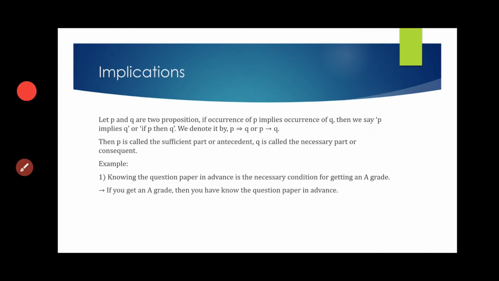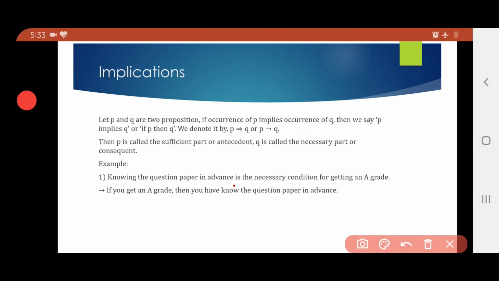So how do we write it? We write something like this. If you get an A grade, then you have, please forgive my grammar, you have known the question paper in advance. This should be "known". Please have some mercy on my grammar. Fine.